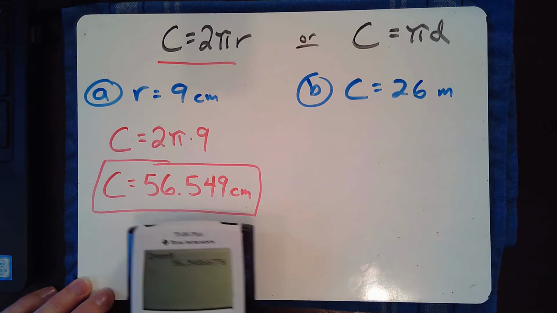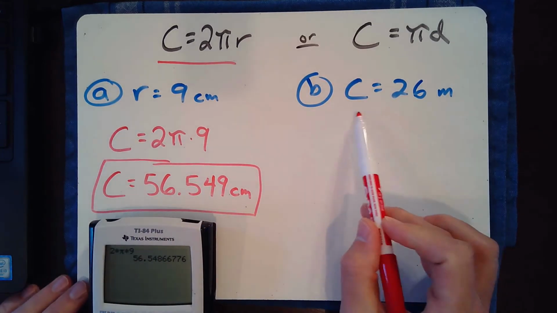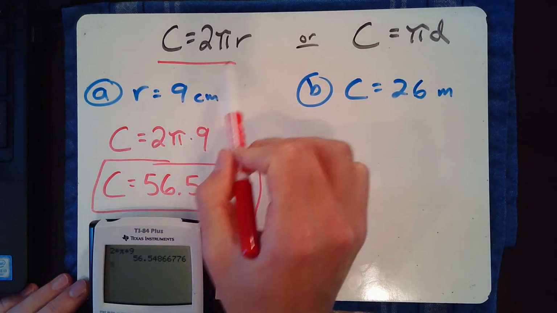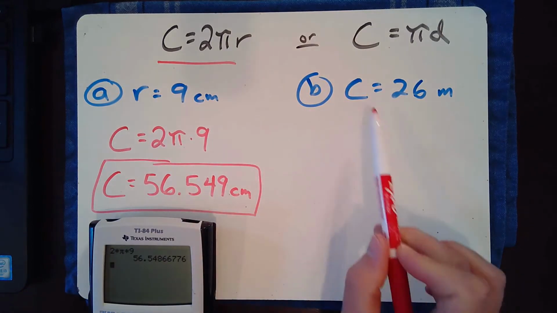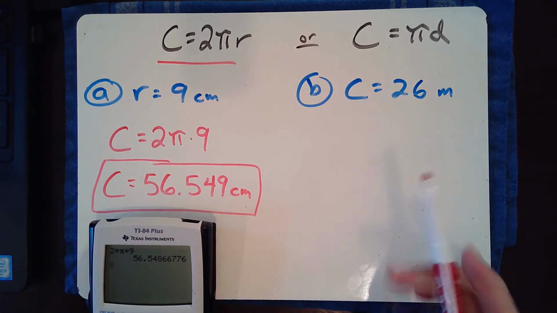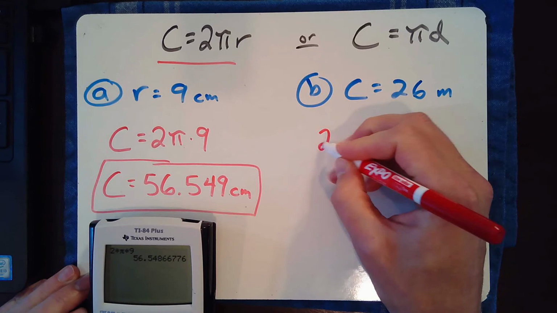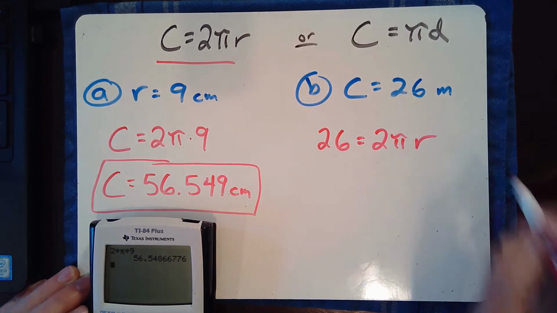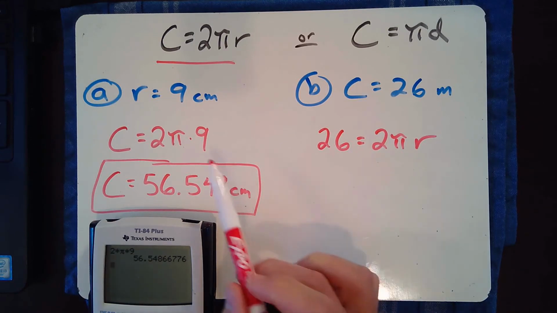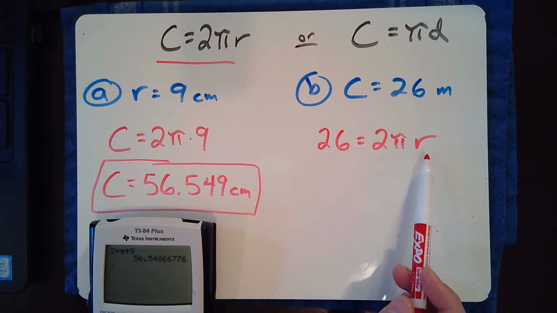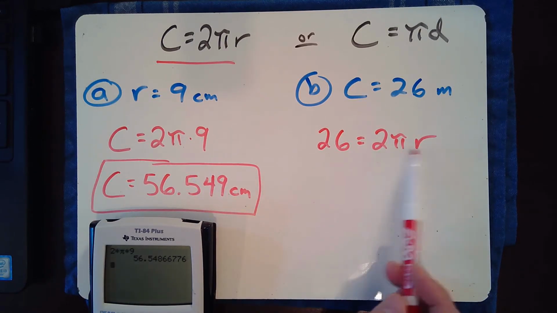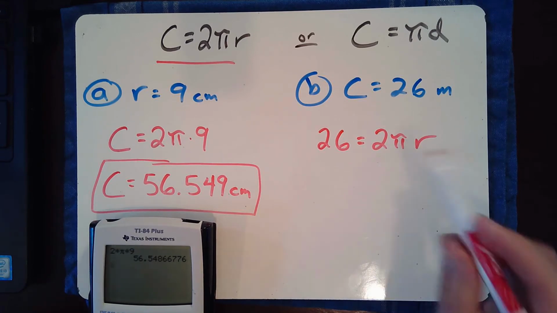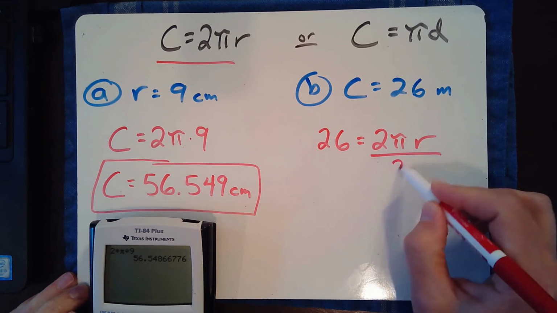Great. Let's do the same thing now, but now we're given the circumference is 26 meters. Using the exact same equation, plug in the thing that you know, which is circumference. So now it's 26 equals 2 pi r. Now I can't just throw that in my calculator because the radius is my unknown and it's with other things that I do know. So I want to get that by itself. To get it by itself, I divide by 2 pi.